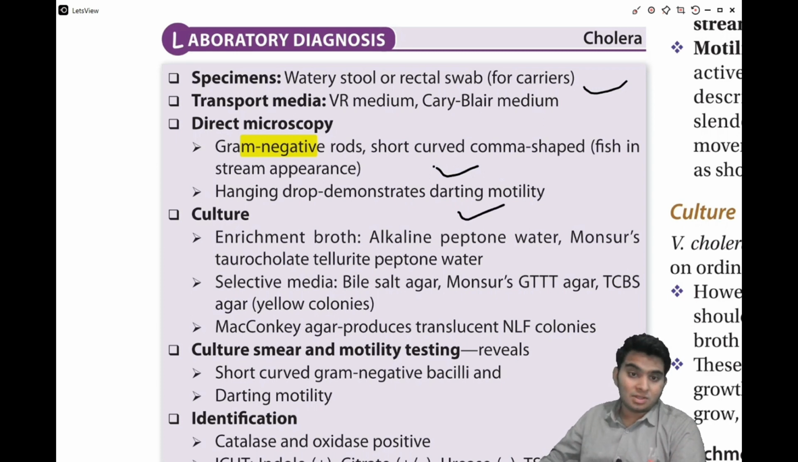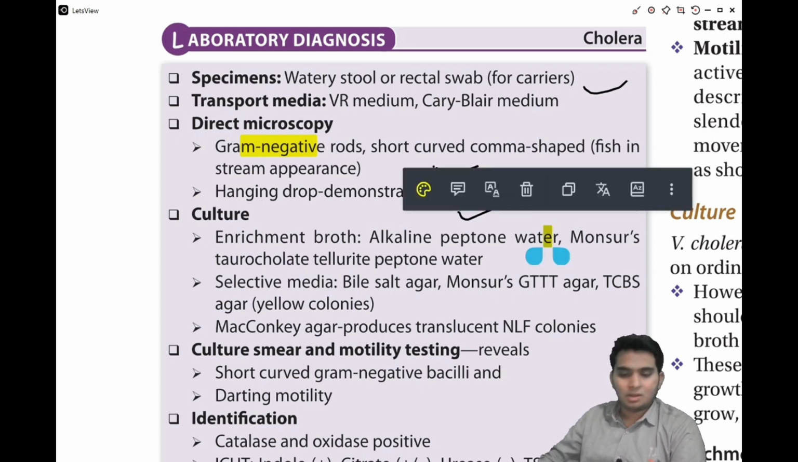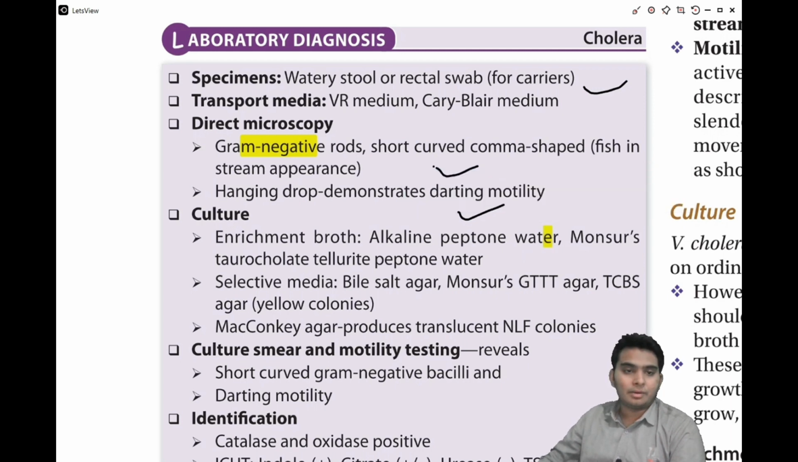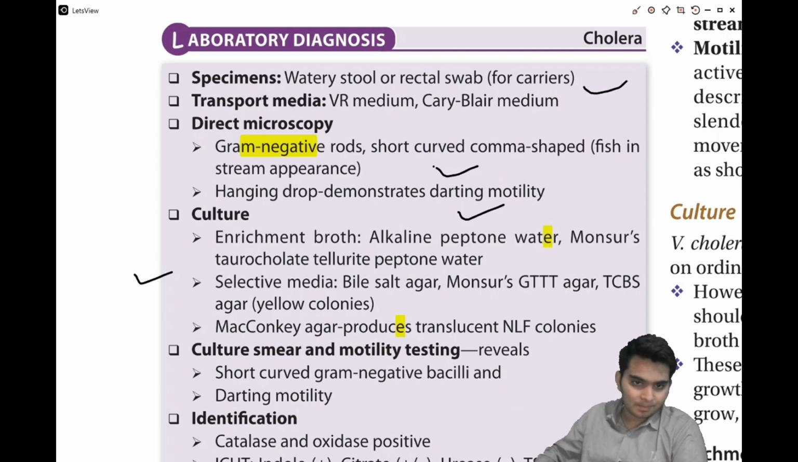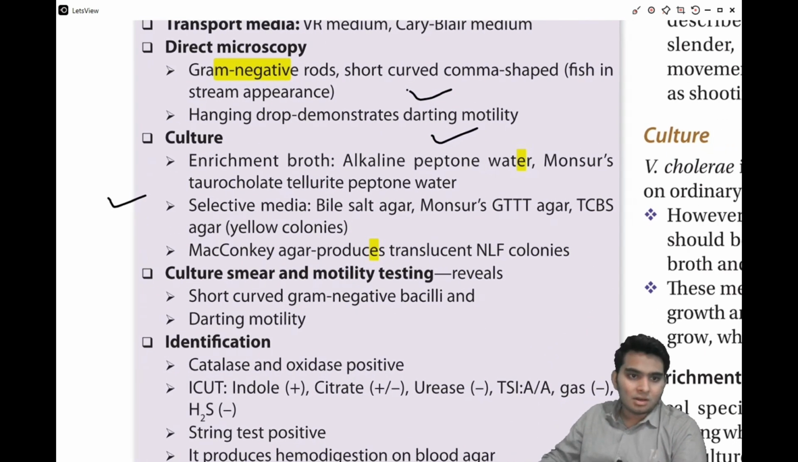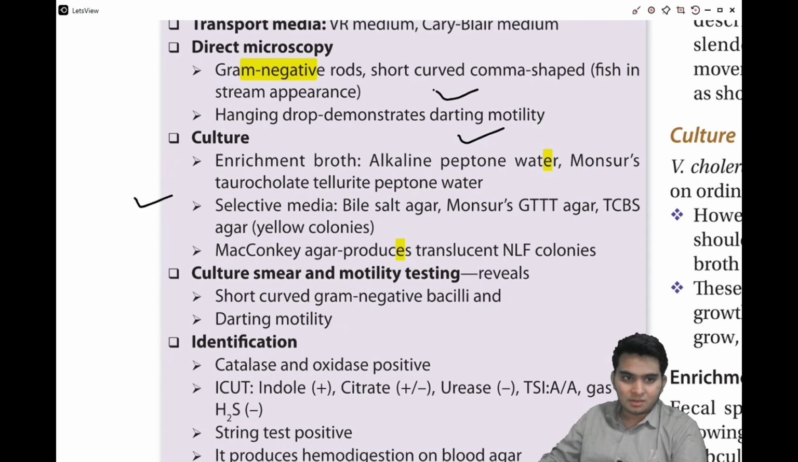Now the culture. Enrichment broth is the alkaline peptone water, Monsur's tellurite peptone water. Then the selective media used are the bile salt agar, Monsur's GTT agar and TCBS agar. In TCBS agar, yellow colonies are seen. We have discussed earlier. Now the culture smear and motility testing reveal the short curved gram negative bacilli and the darting motility.